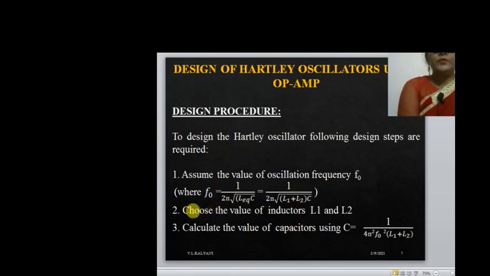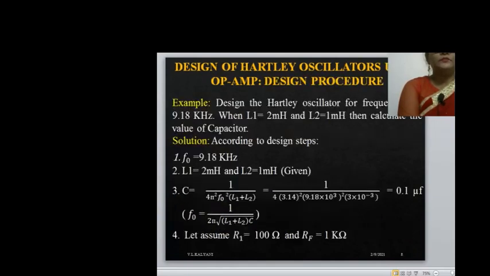The second step is to choose the values of inductors L1 and L2. The next step is to calculate the value of capacitor C using this formula: C equals 1 upon 4 pi square f naught square into L1 plus L2. Using these three design steps, you can design the Hartley oscillator.